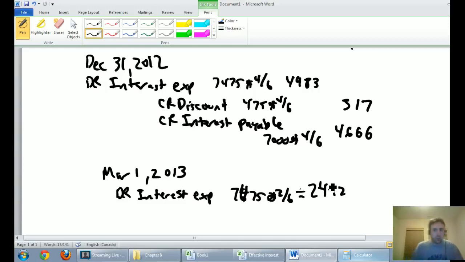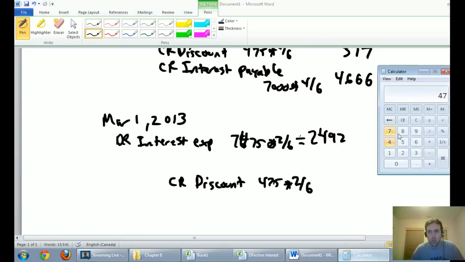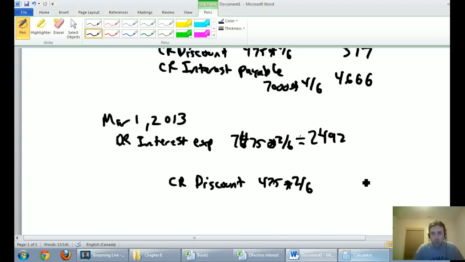So far, so good. We're going to do our discount amortization. I'm going to leave room for a debit because I know another debit's coming, but I'm going to do my discount amortization. I'll credit my discount, and the amount was $475 times 2/6. $475 times 2/6 is $158. So let's fill in 158 there.